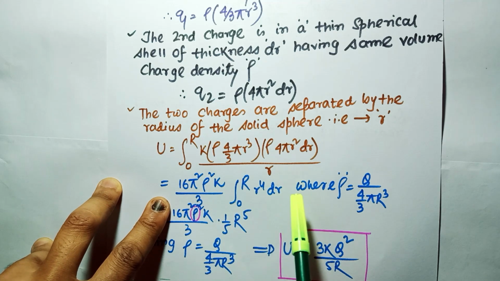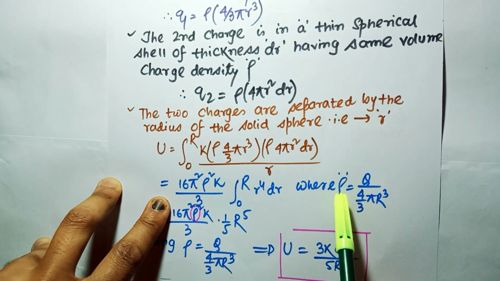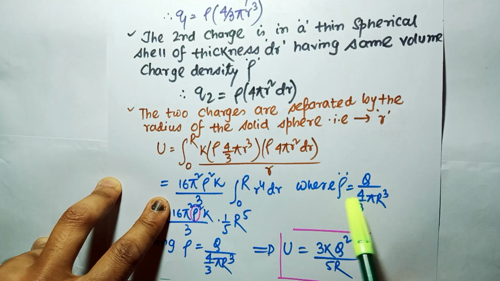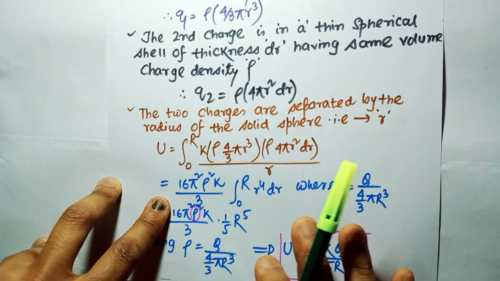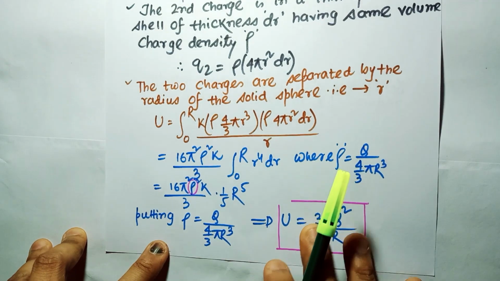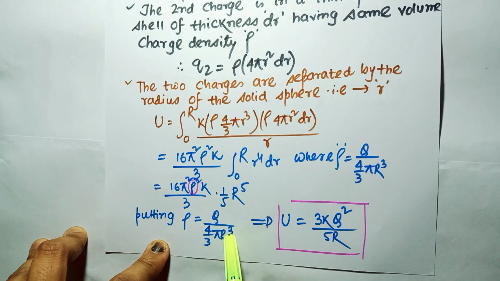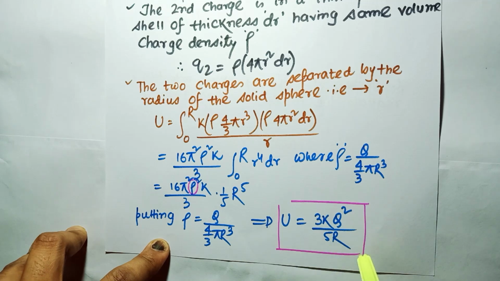where rho, the charge density, the volume charge density it's better to say, means capital Q divided by 4 by 3 pi R cube. So after I put the value of rho as Q by 4 by 3 pi R cube, the potential energy comes out to be 3K Q square by 5R. So this is the final potential energy of the solid sphere having the radius of capital R, you can see.